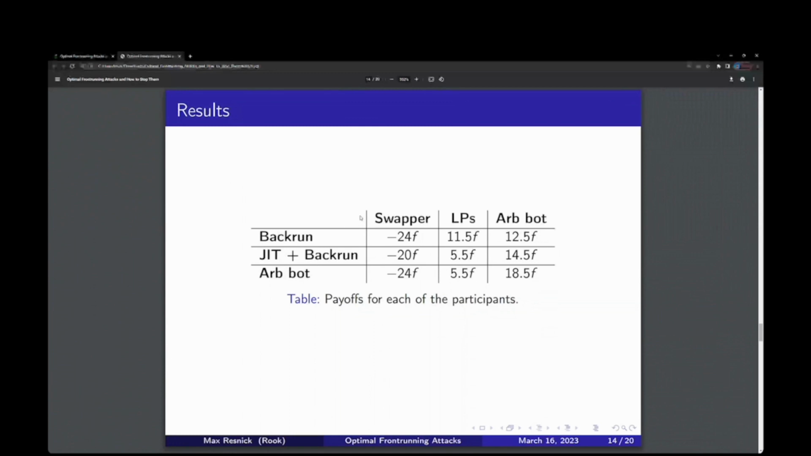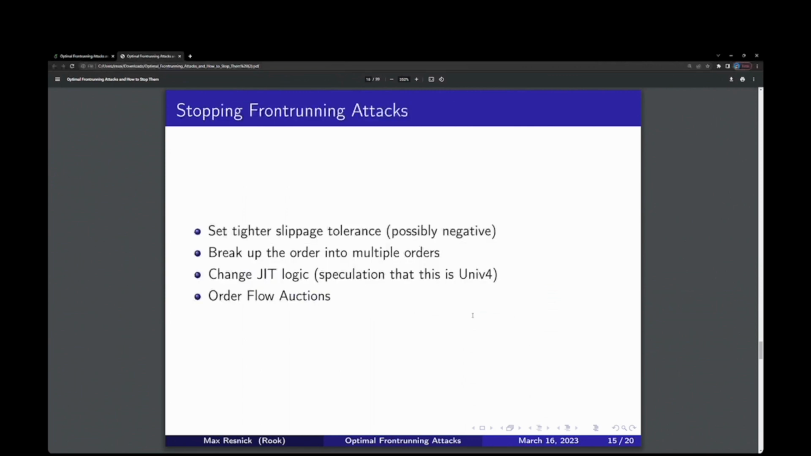Cool. Any other questions about the attack itself, or should I get into how we stop this? What can we do to stop it? Okay, let me get into it.